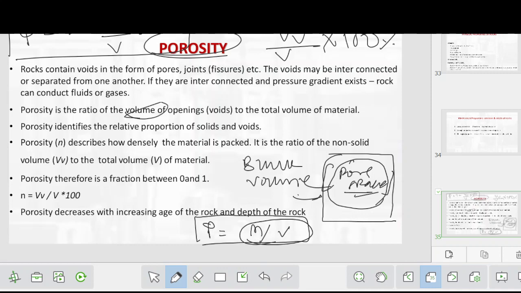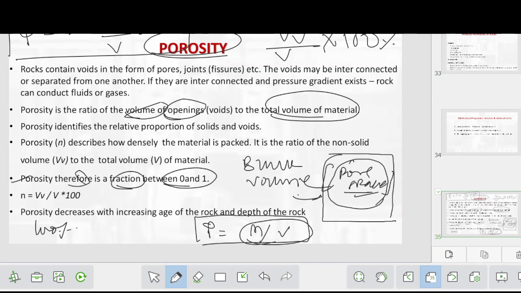So porosity is the ratio of the volume of openings or voids to the total volume of material. It is always measured in percentage. Porosity is therefore a fraction between 0 and 100%. What does 100% porosity mean? All the void space is filled with water, which means it is completely saturated, fully saturated. All the void is filled with water, so that is called 100% porosity. Porosity also describes how densely the material is packed, whether it is well packed or loosely packed. Clear?